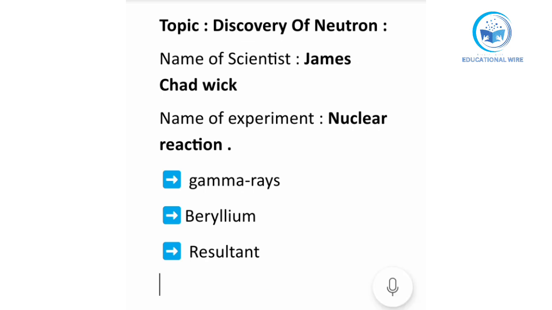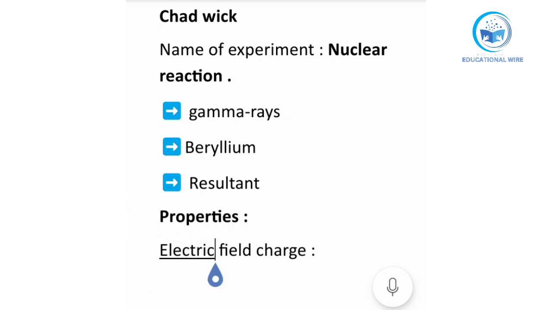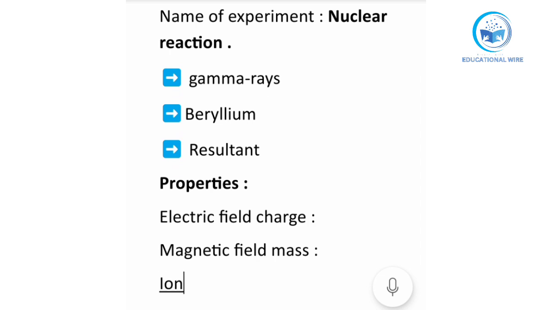The neutron came out with its properties. In properties, we will understand where the neutron goes, the one neutron that moves. So number one property, we are having electric field. In electric field, we are finding charge. So first of all, we will find charge over here. Then second, we will find magnetic field, mass over here. And third, we will be finding ionization.